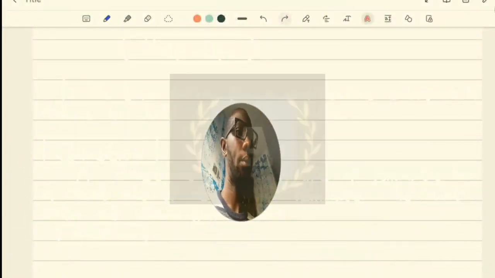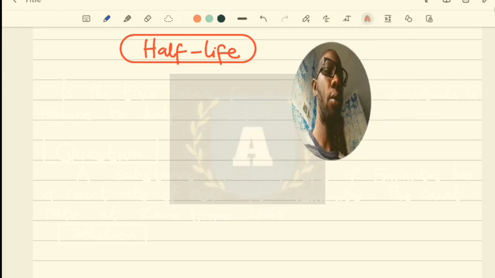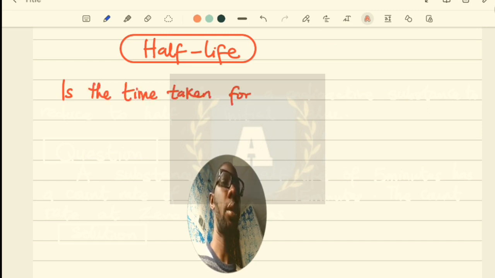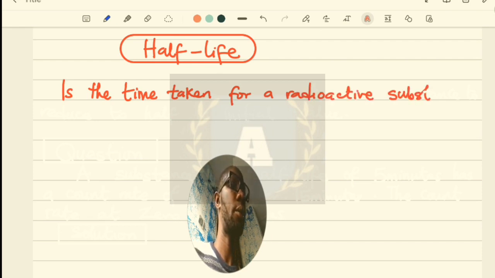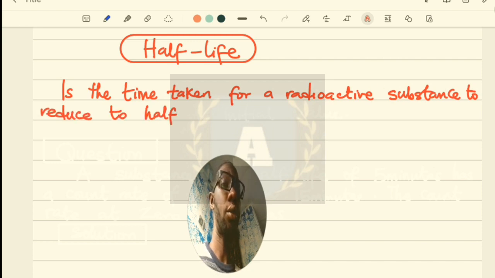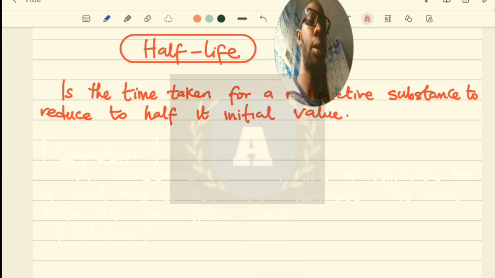Good day. Now we want to look at a quick question on half-life. By definition, what is half-life? Half-life is the time taken for a radioactive substance to reduce to half its initial value, that is, its radioactivity.